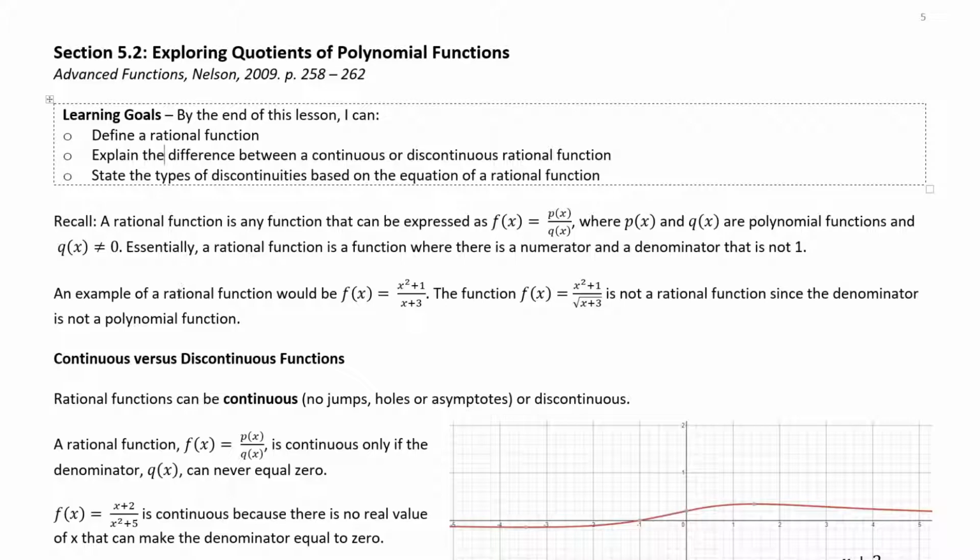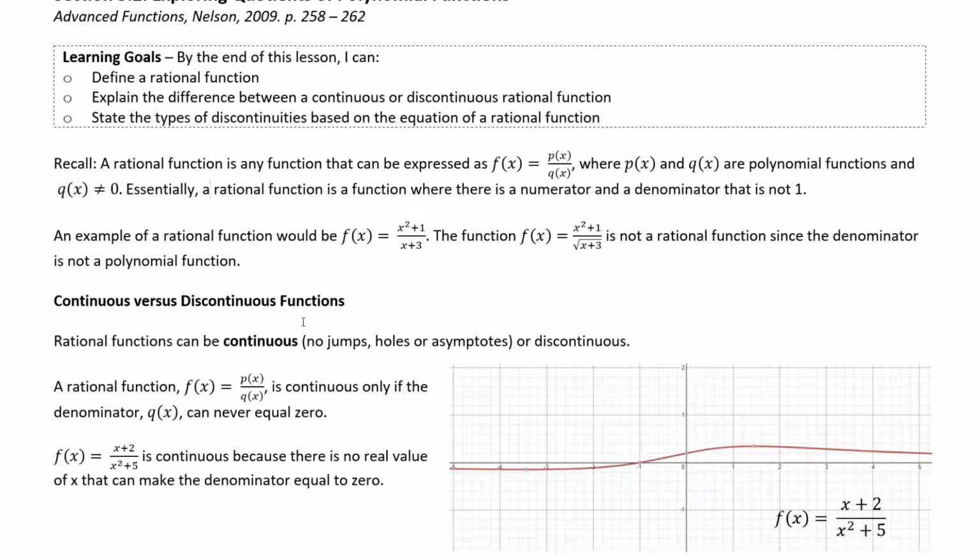So recall that a rational function is any function that can be expressed as f of x is equal to p of x over q of x, where p of x and q of x are polynomial functions, and remember that the denominator cannot be equal to 0 because that would result in an undefined quantity. Essentially, a rational function is a function where there is a numerator and a denominator that are not 1.